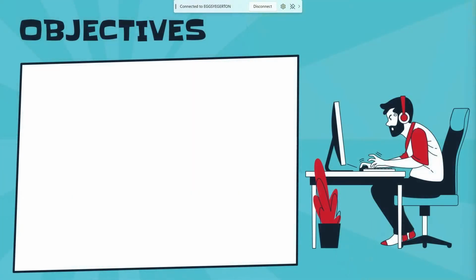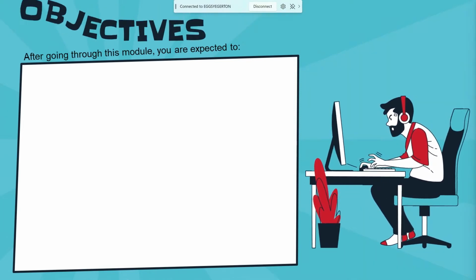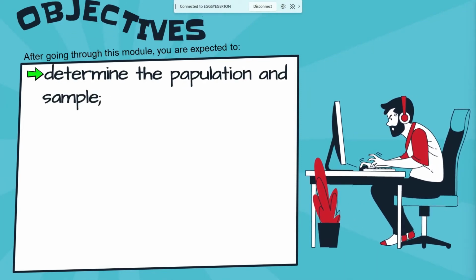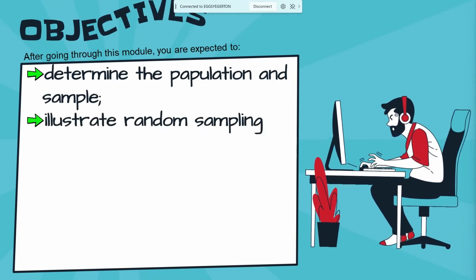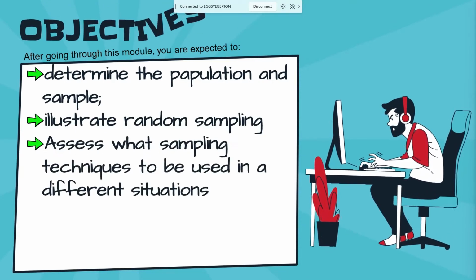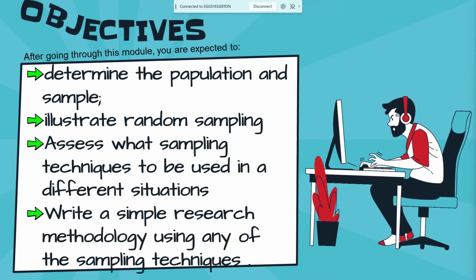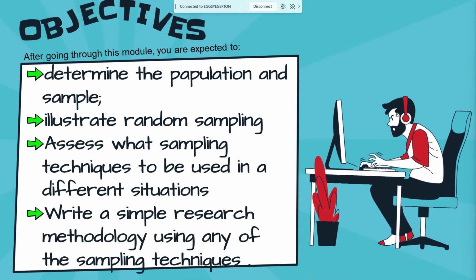Okay, so after going through this module, you are expected to, number 1, determine the population and the sample. Number 2, illustrate random sampling. Number 3, assess what sampling techniques to be used in the different situations. Number 4, write a simple research methodology using any of the sampling techniques.